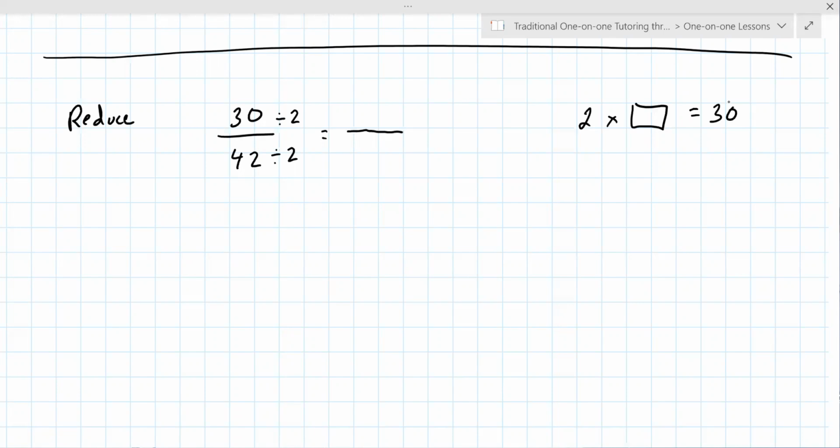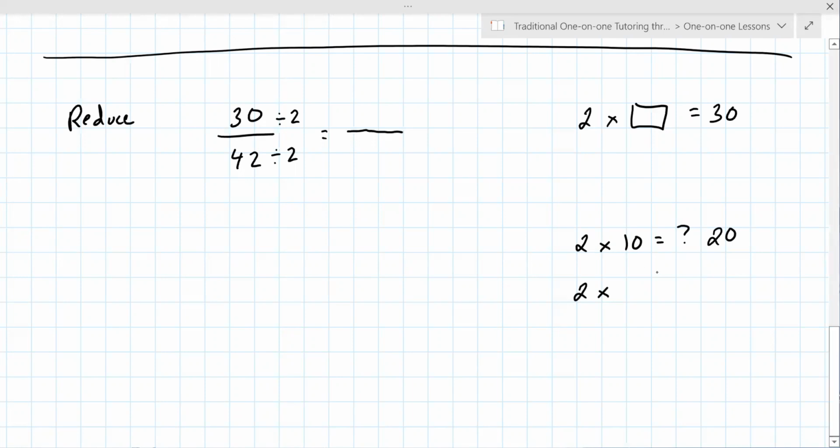I don't know this one. Okay, so you have to make a guess. How old are you? 10. So what is 2 times 10? It is 20. Okay, so it's bigger than that. So we'll pick another number. 2 times. Pick a bigger number. 11.